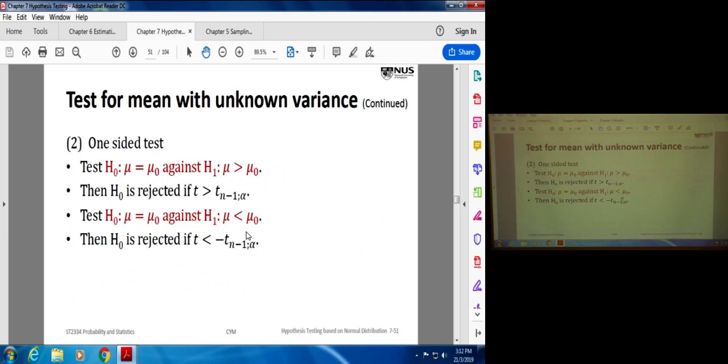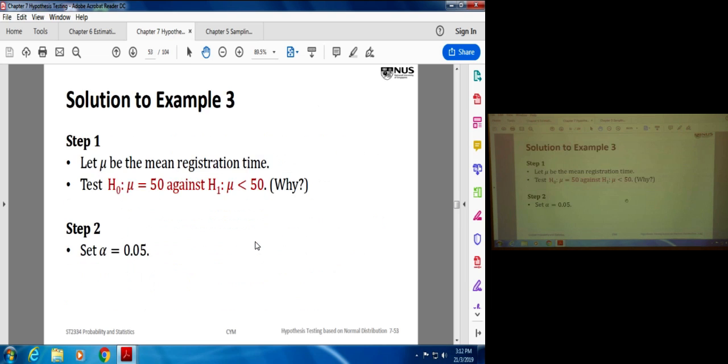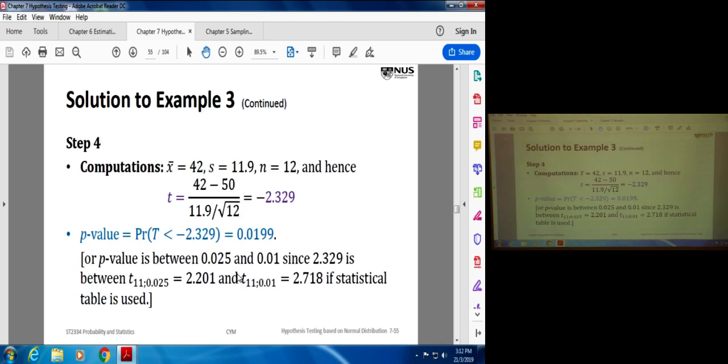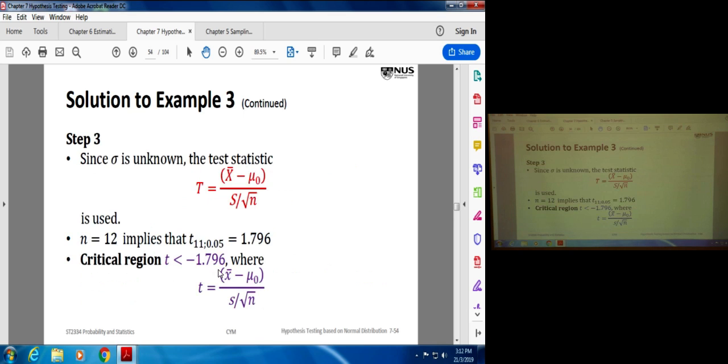But remember what our test is. Our test is less than mu 0, so our critical region is going to be, if we're rejecting, less than minus t of n minus 1 of alpha. So we now calculate minus t, 1.796. So if our test statistic is less than this value, we reject. Now we compute our test statistic. It's not exactly hard. We know x bar, we know s, we know n, so we can compute t is minus 2.329, and so that's less than this value, so we're going to reject the null hypothesis.